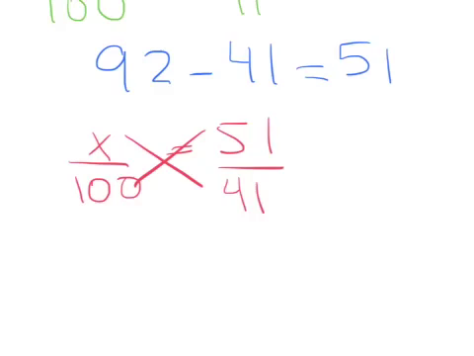Yes, Fatima. You would multiply 100 by 51, and what do you get? 5100. Very good. And then you would divide that by 41. So in order to get x, you had to divide 5100 by 41. What did you get?